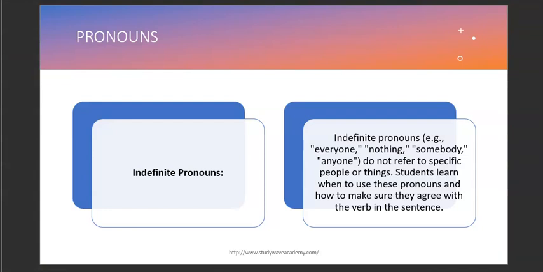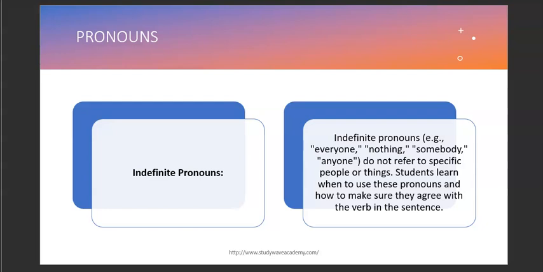The teacher wants to see everyone. So we don't know who this everyone is. Does the teacher want to see all the grade 9 students, or all the grade 8 students, or all the school students, everyone in the school? So you notice that this is not specific.